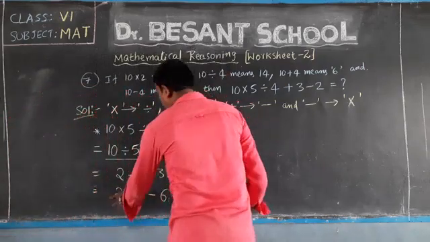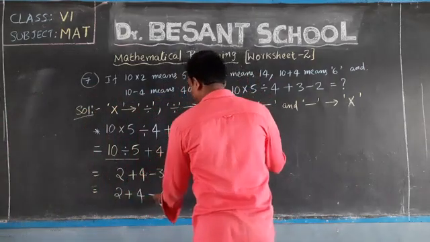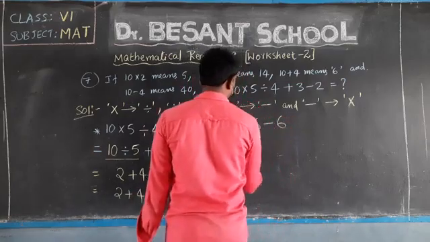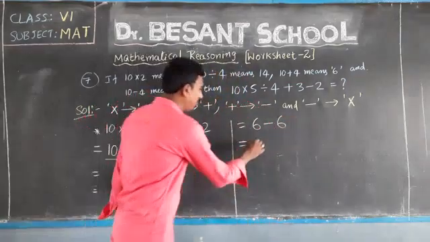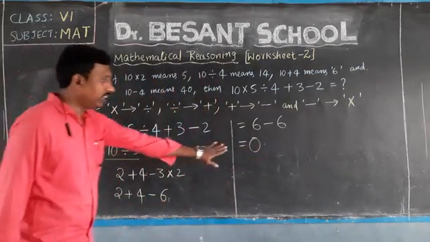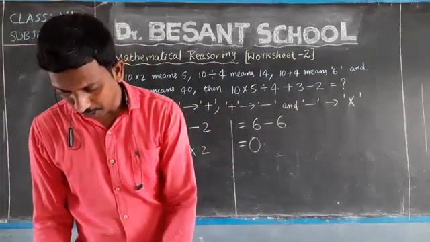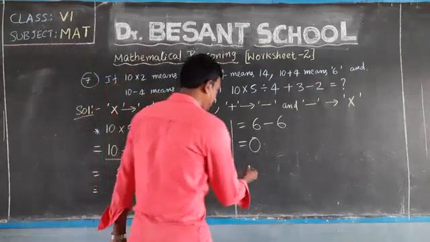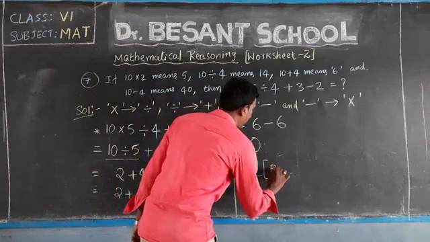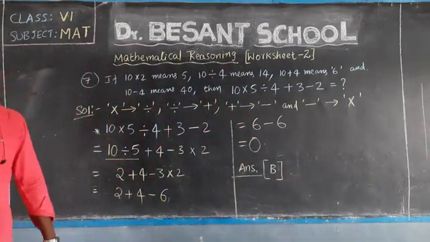That is equal to 2 plus 4, how much? 6. You have to do addition first, no? Addition, subtraction. So 2 plus 4 is 6. Next, you have to subtract 6 again. 6 minus 6 is how much? 0. So after simplification, this expression's value is equal to 0. If we check our options, 0 is B. So if you want to write the multiple choice option, it is B. B is our answer. Do you understand, my dear students? Note it down.